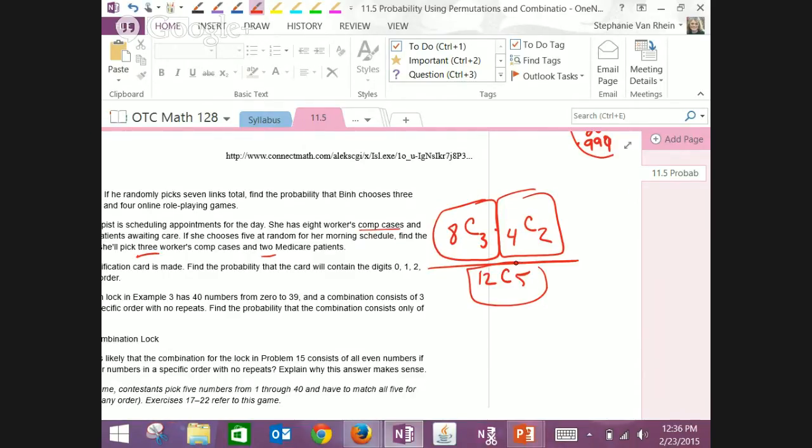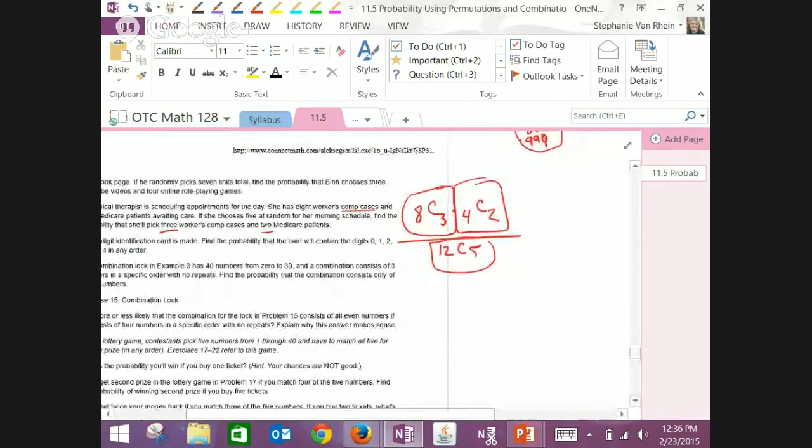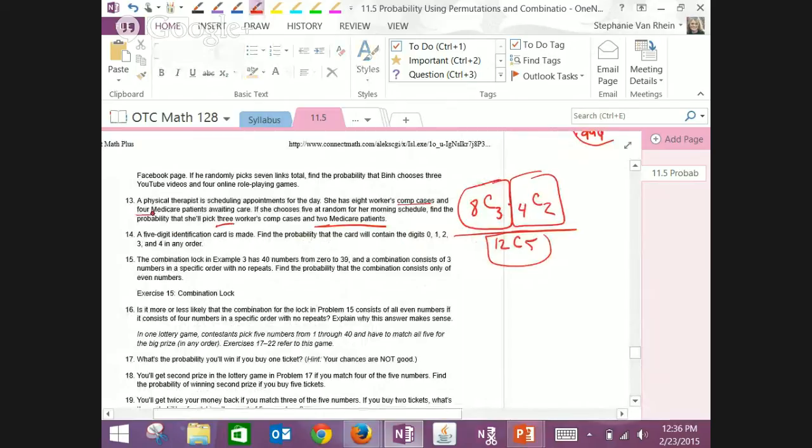I can either have 0 comp caseworkers, but since I only have 2 Medicaid patients, or how many do I have? 4. The outcomes are either here. There's quite a bit of them. I could have 5 comp caseworkers and 0 Medicare. You could have 4 comp caseworkers and 1 Medicare, and you can go down like that to see the different outcomes. Sometimes an outcome's not possible. Like here, I could not have 5 Medicare patients because I only have 4 in my pool.